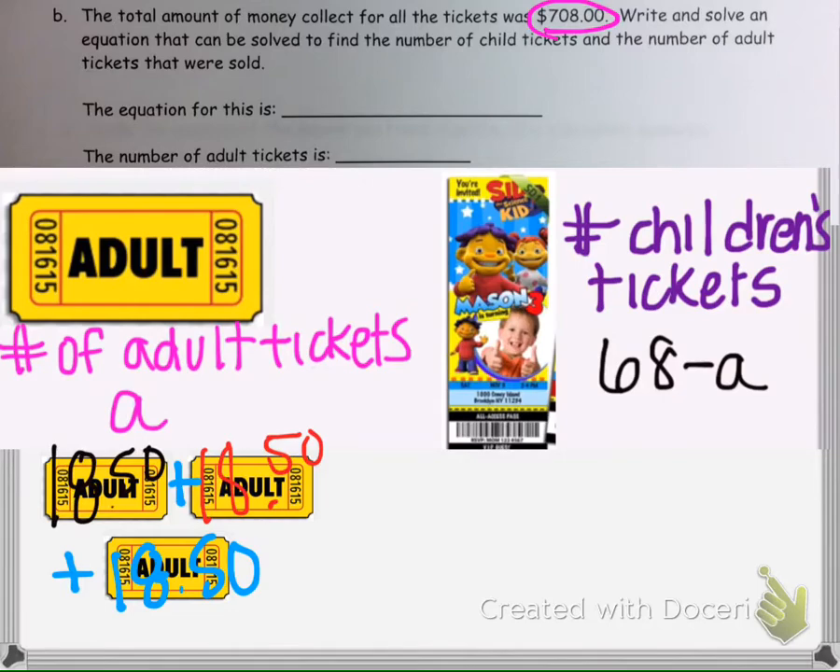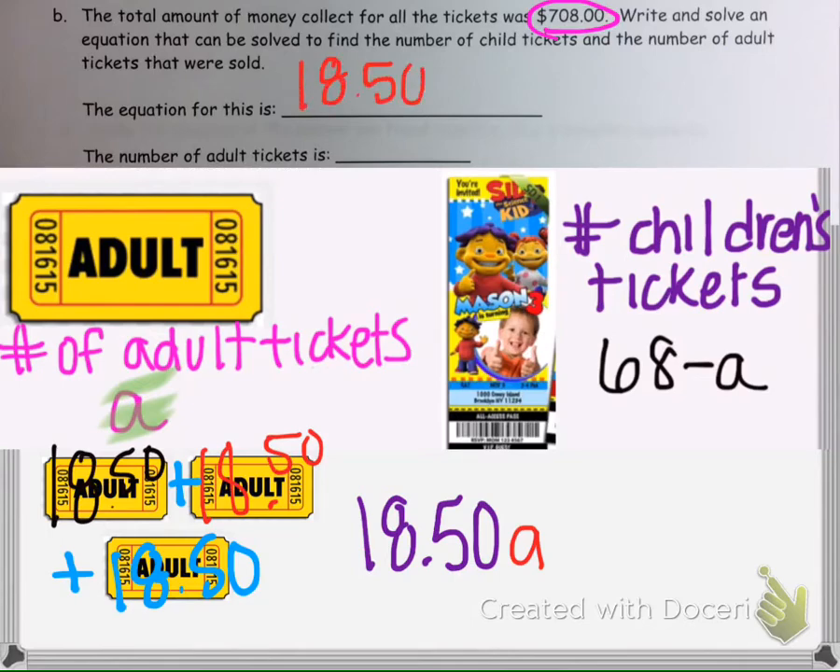That's A. We also know that repeated addition is the same thing as multiplication. So if we take 18.50 multiplied by A, since A is the number of adult tickets and we don't know how many there are, this represents the cost of the adult tickets. So we have 18.50A.